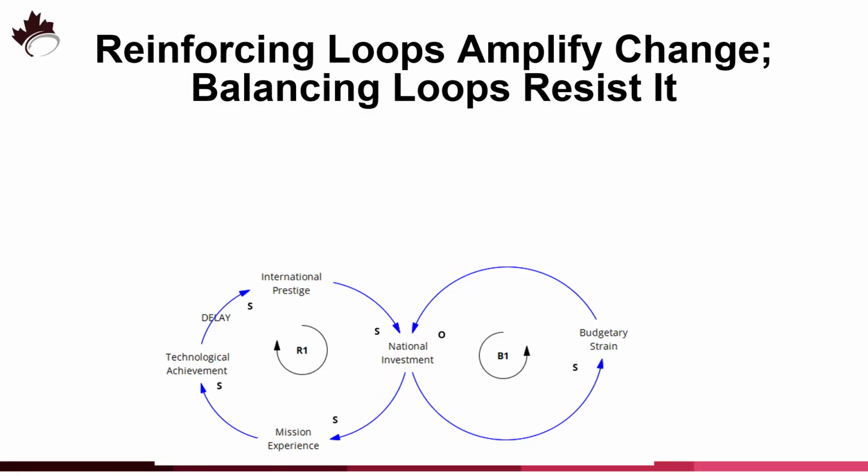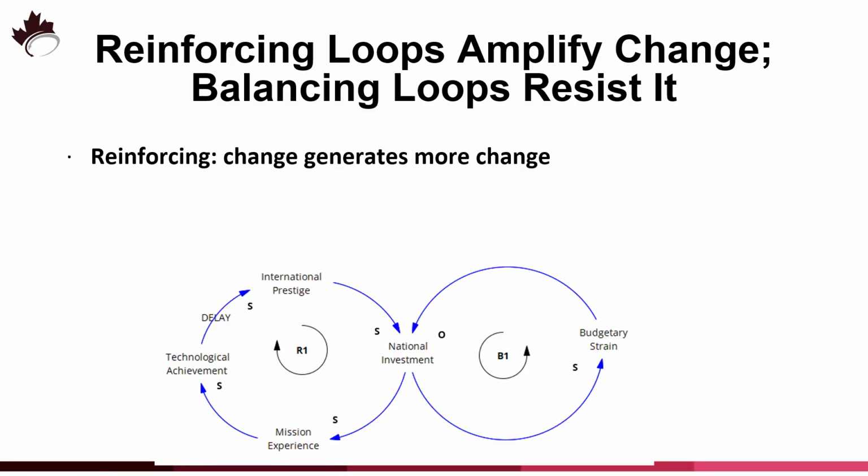And then we have a balancing loop. National investment is not unlimited. The more national investment there is, the more budgetary strain there is. However, the more budgetary strain there is, the less national investment there is. So increases in national investment lead back to decreases in national investment with a balancing loop, and increases in national investment also circle the reinforcing loop and increase international prestige.